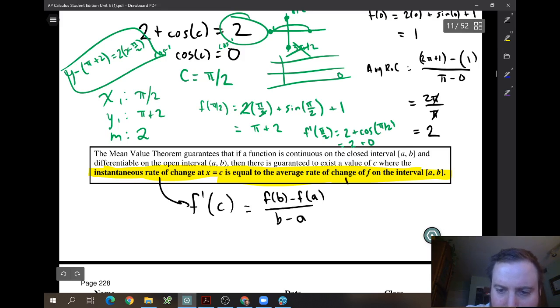So it is very important that we understand instantaneous rate of change means f prime of c or f prime of x, and average rate of change means f of b minus f of a over b minus a. So if a question doesn't say anything about the mean value theorem, but it says find the point where the instantaneous rate of change is equal to the average rate of change, we're still going to use this same formula.